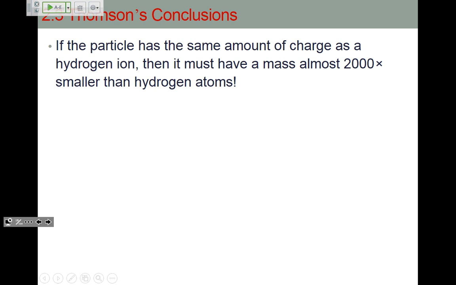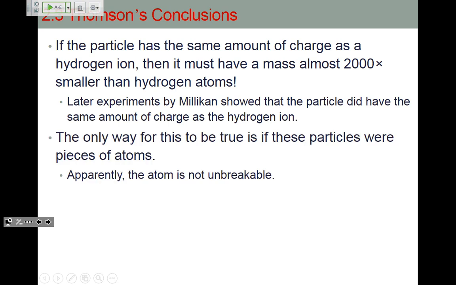So his conclusion was that the particle has the same amount of charge as a hydrogen atom. So if it does, then it must have a mass almost 2,000 times smaller than a hydrogen atom. And remember, hydrogen's our smallest atom. So that tells us we must have things that are smaller than hydrogen. So apparently, based on this, the atom is not unbreakable, because if it was, we wouldn't have particles that are much smaller than it. That's what that really told us. So that means Dalton's theory, at least number one, is not quite correct.